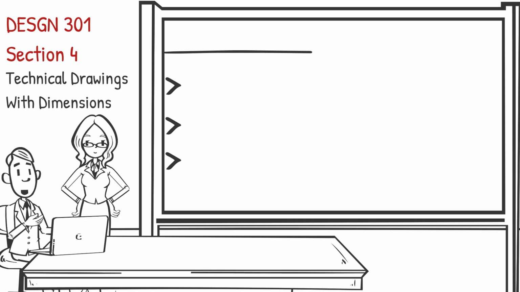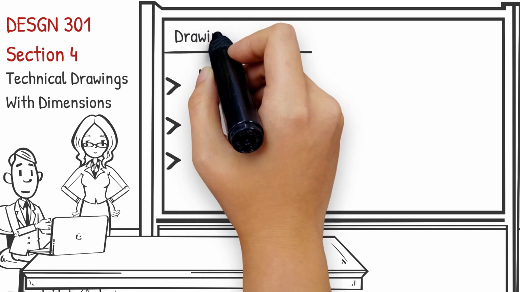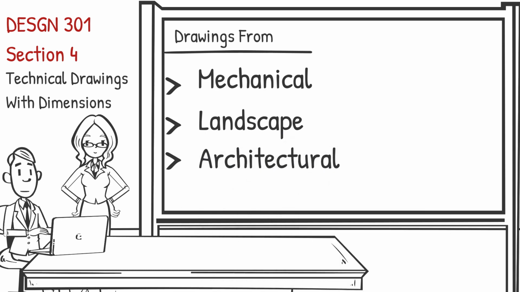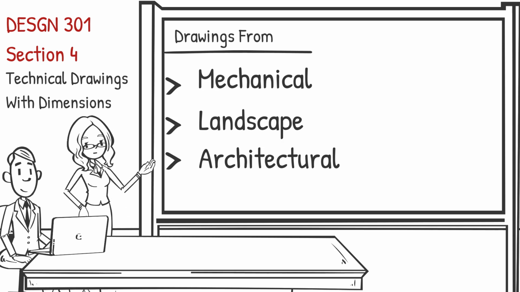Cool. Let me summarize from my notes. We are going to create drawings from mechanical, landscape, and architectural industries. In each case, we'll make the shapes in model space, then add a layout using the Design Center, and finally we'll add dimensions and annotations onto the layout in paper space. Is that it? Yes. You've got it.